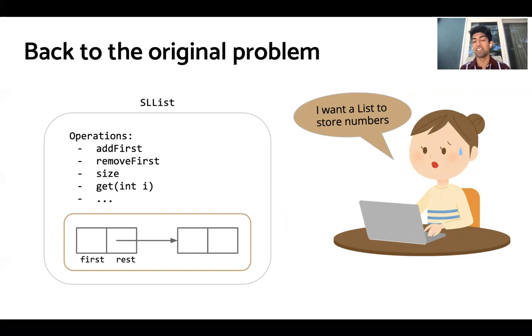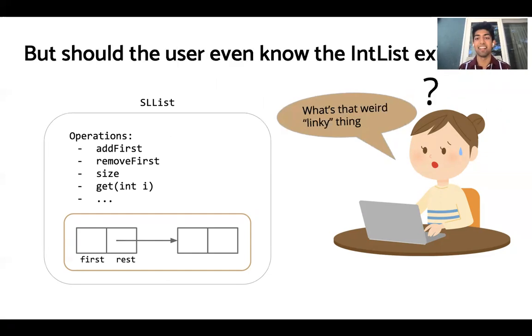Okay. So a quick teaser for the next video is that should the user even know the int list exists, right? Right now, they can see there's like some int node first there. So can we abstract that away?